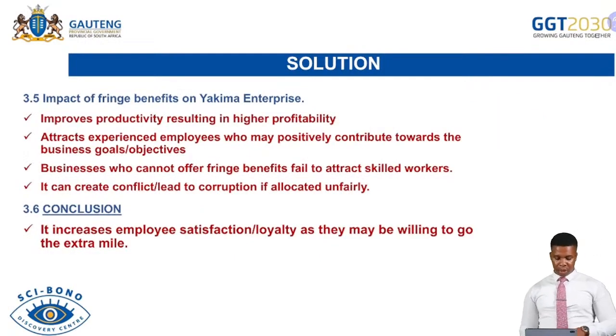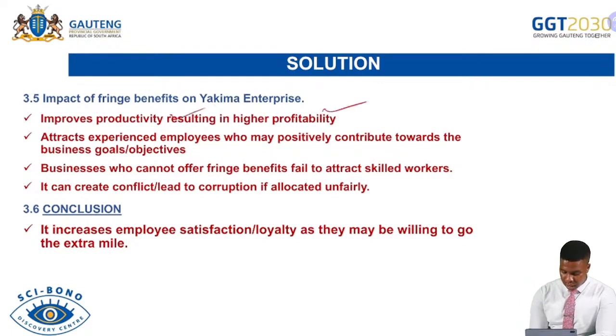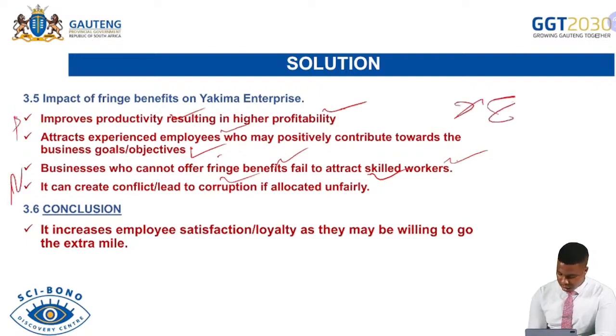Then the impact of fringe benefits on an enterprise: it improves productivity, which will also result in higher profitability. It attracts experienced employees who may positively contribute to the business goals or objectives. Businesses that cannot offer these fringe benefits will fail to attract skilled workers, and it creates conflict or leads to corruption if allocated unfairly. So you see, this is a mix of positives and negatives. So you get your 8 marks again.